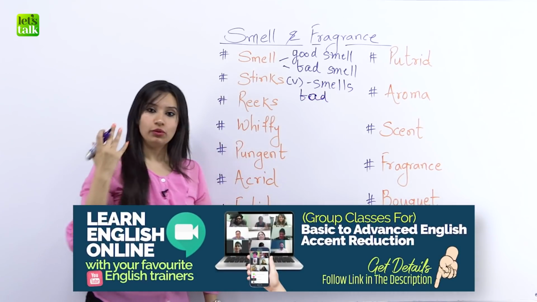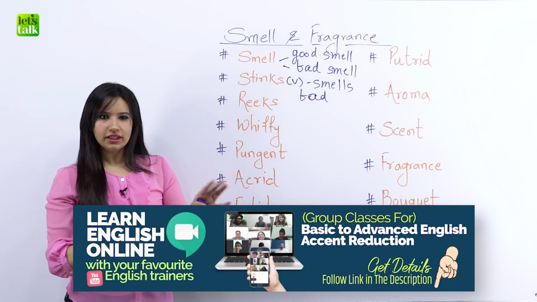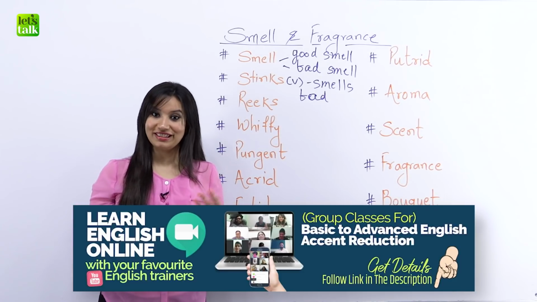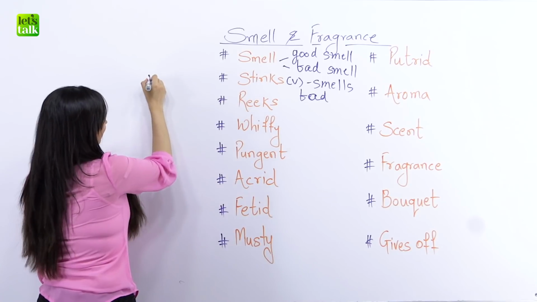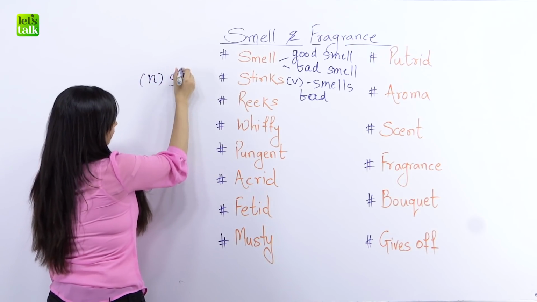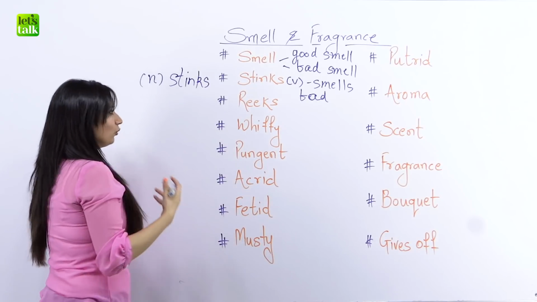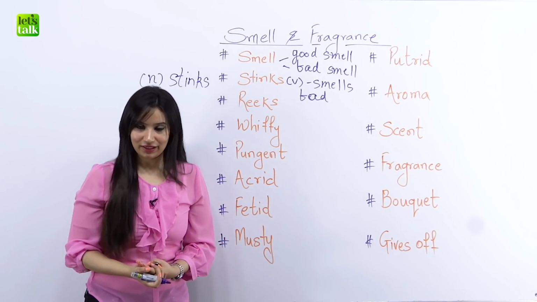We can also use the word stink as a noun by saying that, oh, there's a real stink coming from the wash basin. Yeah, that's where you're using the word stink as a noun. So you can use it as a noun. But when you use it as a noun, there will be no S. So there's a real stink coming out of the wash basin.